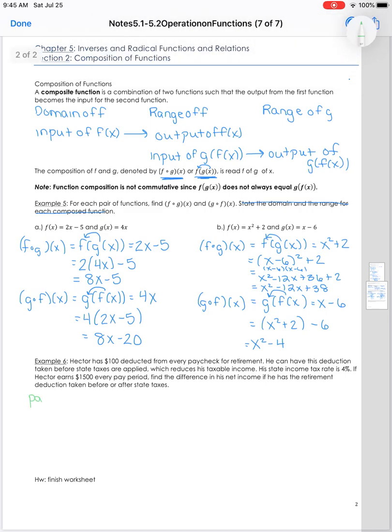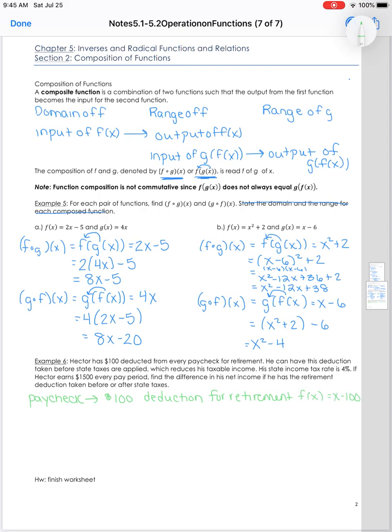So it says Hector has $100 deducted from every paycheck for retirement. He can have this deduction taken before the state taxes are applied, which reduces his taxable income. His state income tax is 4%. If he earns $1,500 every pay period, find the difference in his net income if he has the retirement deduction taken before or after state taxes.